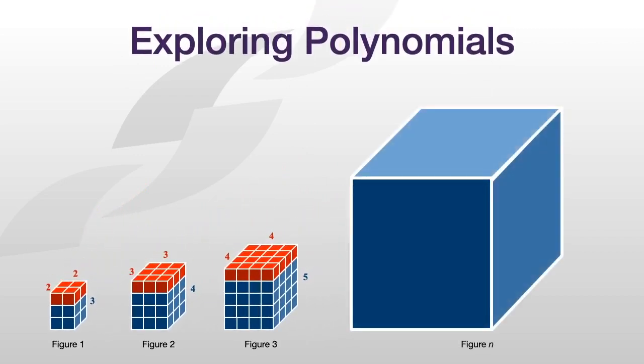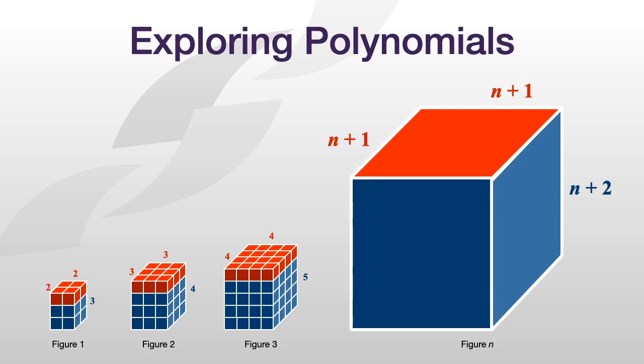Notice that the side lengths of the squares are 1 more than the figure number. So, if the figure number is n, the side length of the square is n plus 1. The number of layers in each figure is 2 more than the figure number. So, the height of figure n is n plus 2.